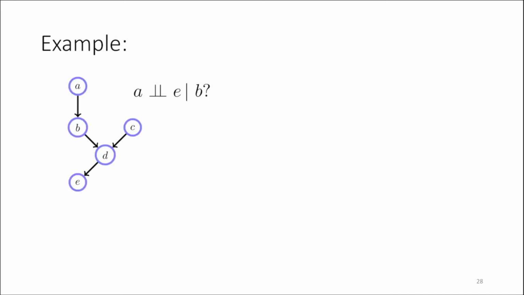Okay. So given this graph, the question is whether A is independent of E, conditioned on B. So this is B. Now the question is, can I go from A to E? If I want to go from A to E, because this is not a V structure, it's more like a cascade structure, I cannot pass through it because this is blocked. So the answer to that is no.